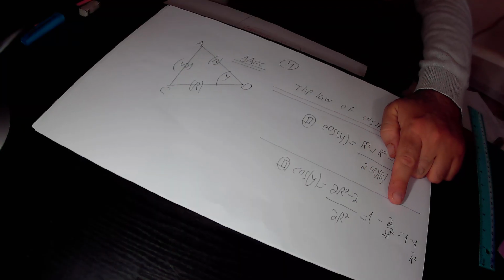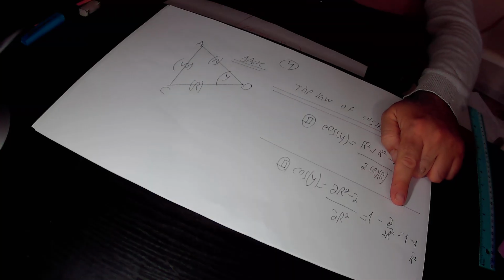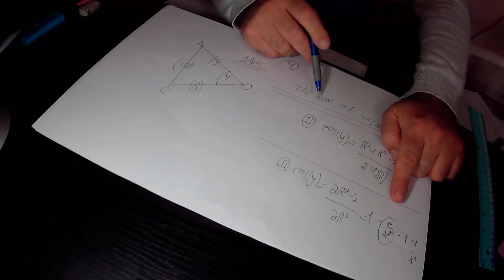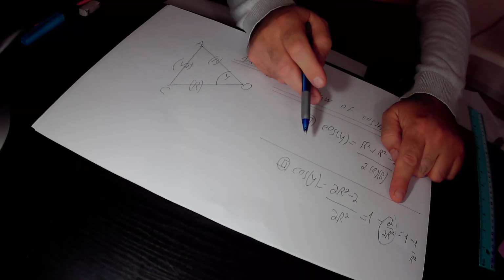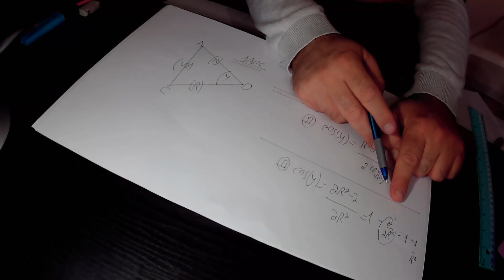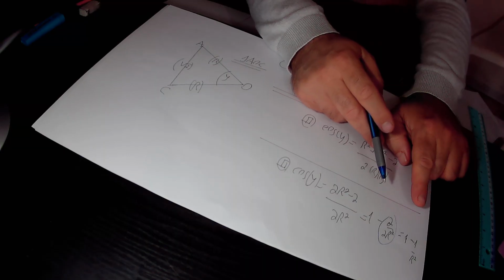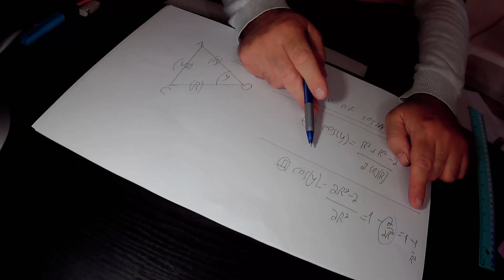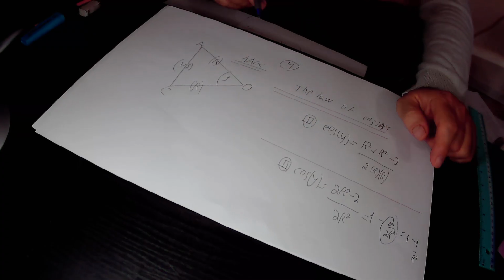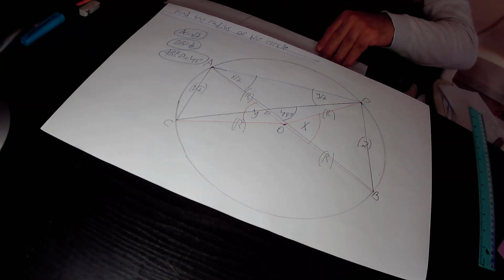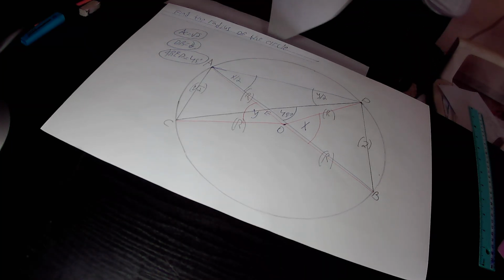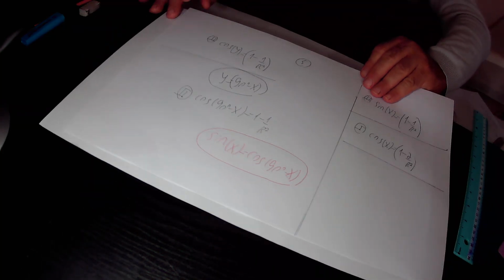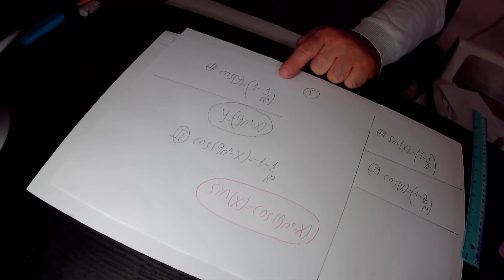Here we divided both the numerator and the denominator of this expression by 2. So in total, cosine y equals 1, and minus 2 over 2 is minus 1, and 2r squared over 2 is r squared. So in conclusion, cosine y equals 1 minus 1 over r squared, according to equation 2.